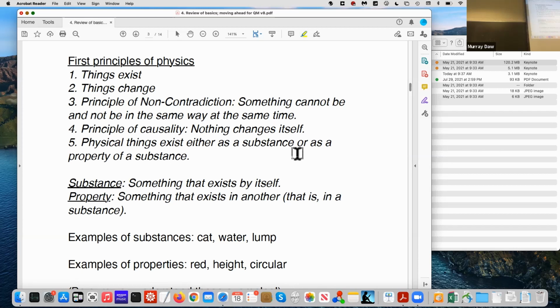And if you seriously doubt that you know that things exist, then you can't really do science. You have to presume this to do science, even if it's not explicit. It's implicit. Things change. Okay, remember physical things? A physical thing is something and can become something else. So physical things exist and they can change.